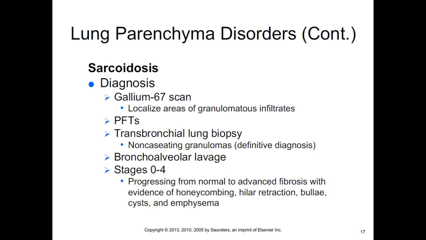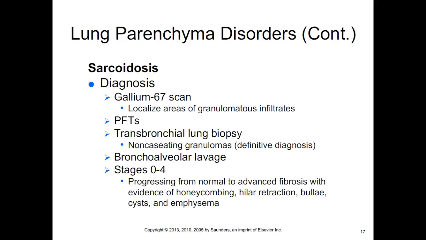You also are going to use a gallium-67 scan to localize those areas of granulomatous infiltrates, pulmonary function tests, and then a transbronchial lung biopsy for the granulomas, so that we can take a biopsy and look at it. Remember, caseating granulomas indicate tuberculosis, so sarcoidosis is going to be non-caseating. You might also see bronchiolar lavage, and they are staged between 0 and 4, progressing from normal to advanced fibrosis with a greater evidence of honeycombing.